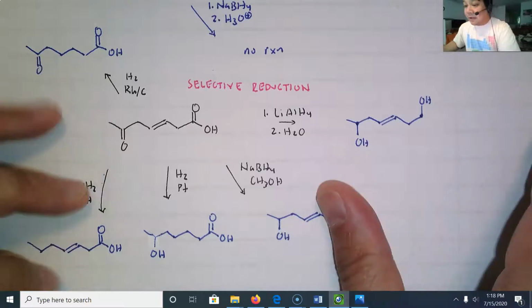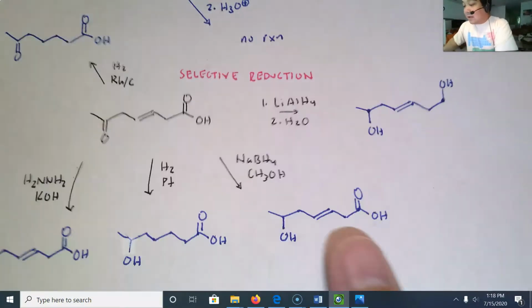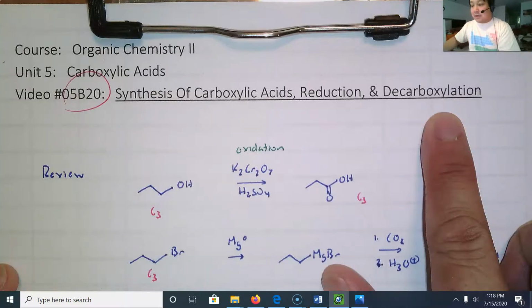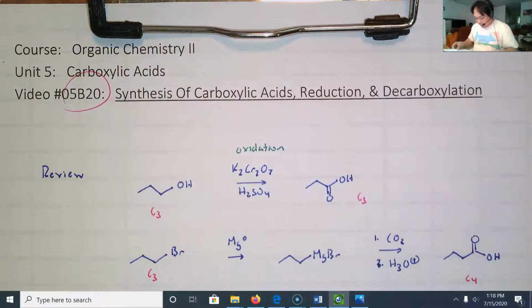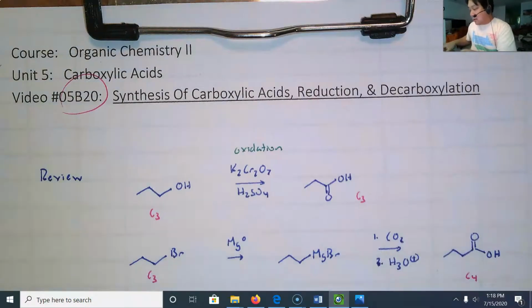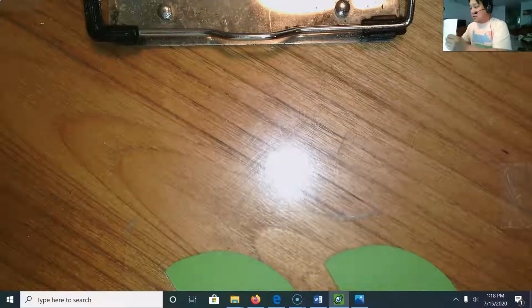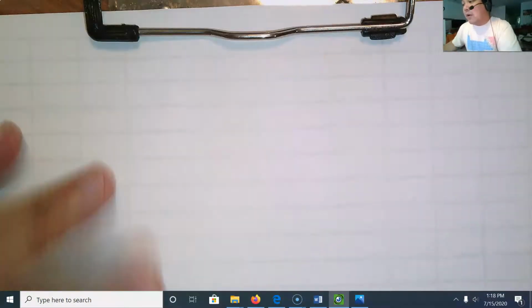Last, or next thing. I am moving kind of fast, but that's fine. Decarboxylation. Let me just double check that I'm not missing anything. Okay, good. Decarboxylation, the marijuana reaction. For decarboxylation, you need a special set of circumstances in the molecule. You need what's called a beta-ketoacid. I'll write all that down in just a bit.